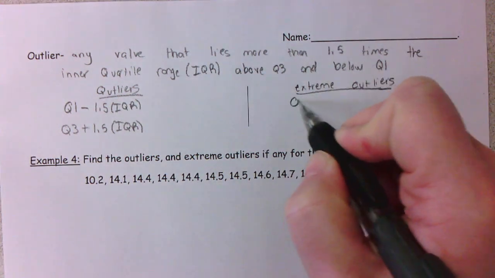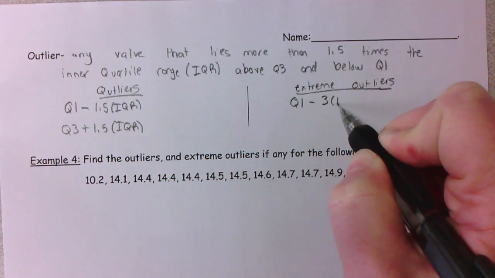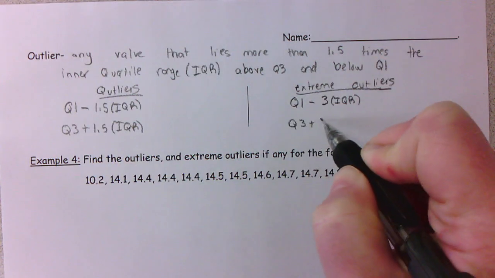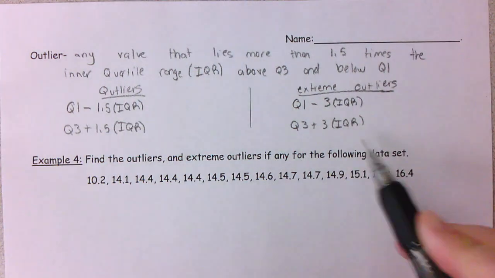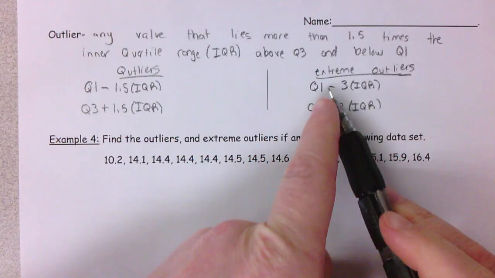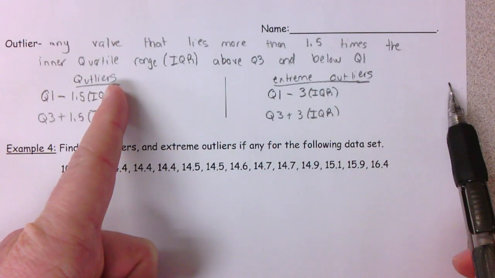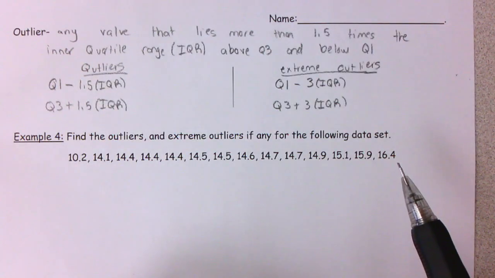Extreme outliers is the exact same thing, but we're going to do 3 instead. So Q1 minus 3 times IQR, Q3 plus 3 times IQR. Again, we could take the IQR, multiply by 3, that's the length we have, subtract it to get the smaller number, add it to get the bigger number. If any number lies outside of that range, it's an extreme outlier.